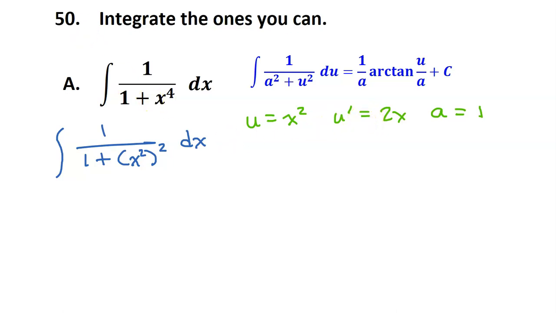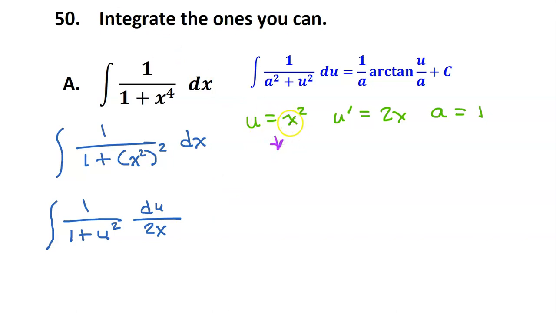Let's go ahead and do the substitution. So that's going to give me the integral of 1 over 1 plus u squared. Instead of dx, I'm going to put du divided by u prime. U prime is 2x. So I have this. I'm a little concerned because this will not cancel out anything. Can I solve this by substituting something for x, maybe? I don't know. I'm pretty worried.